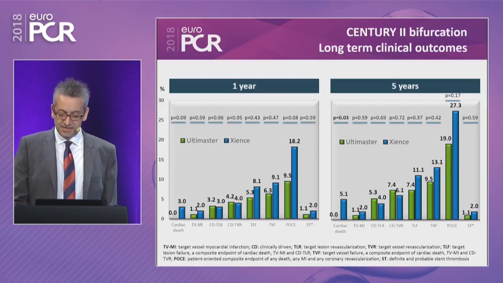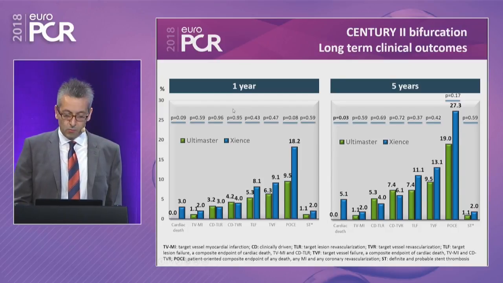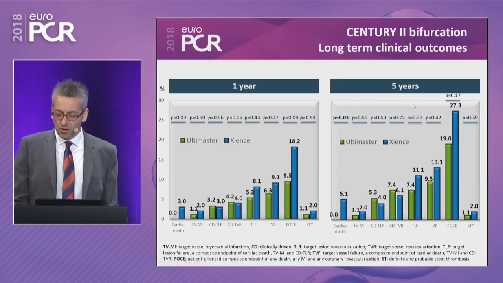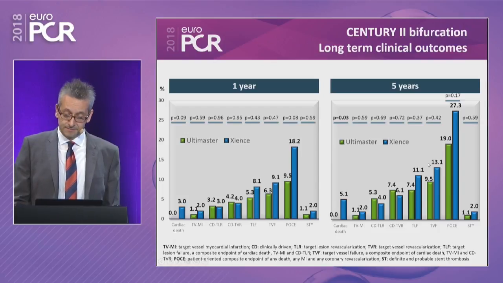And you can see that in this randomized control trial setting of bifurcation lesions, Ultimaster had a very favorable safety profile, both at 1 year and at 5 years. And you can see even in longer term outcomes in terms of target vessel failure, target lesion failure, very low rates at 5 years, and very favorable compared to Xience.